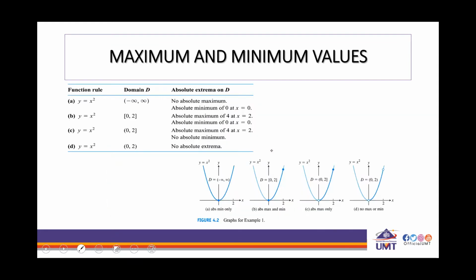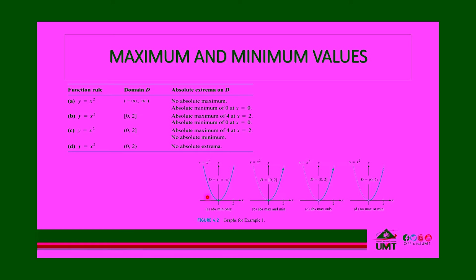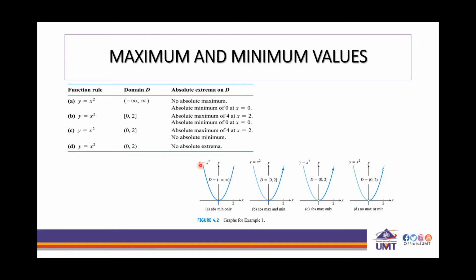Okay, so now we have a look at the example, okay? The first one, y equals x squared for the domain of negative infinity to infinity. So obviously there is no absolute maximum, okay? If you have a look at here, the graph for A, the graph y equals x squared is this one, okay, students? And the domain given is negative infinity to infinity. So it means that the domain is very large. But because y equals x squared, then the graph is like this. Okay, we know that the absolute minimum at x equals 0 is 0.